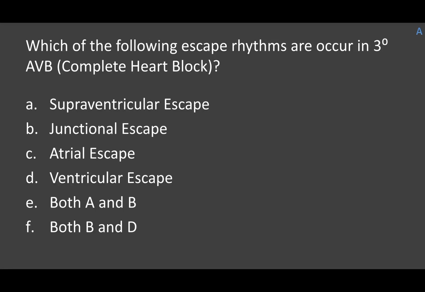Which of the following escape rhythms occur in third degree AVB, complete heart block? And your choices are supraventricular escape, junctional escape, atrial escape, or ventricular escape. This really is as easy as going back to the slide and seeing the options listed. There's only two. Atrial escape is not a thing, and supraventricular escape is not a thing either. Really, we just focus on junctional and ventricular, so that gives us both B and D being your answer here. So junctional escape and ventricular escape.